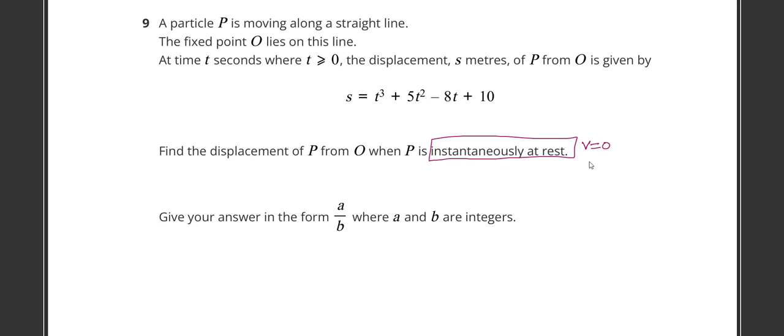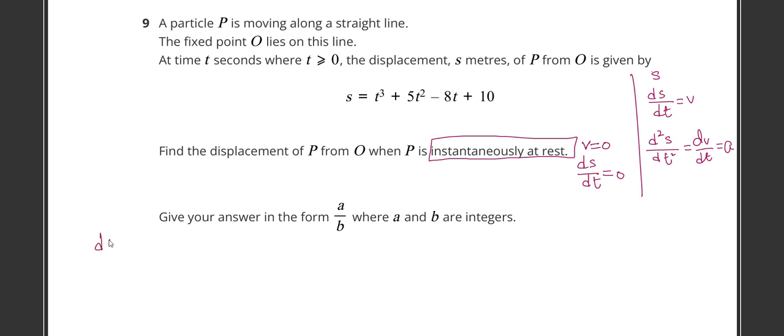And you know that velocity is 0 means when ds over dt is equal to 0. Again, remember that if displacement equation is given, then its first derivative is equal to velocity, and the second derivative d square s over dt square is basically the first derivative of velocity, and that is equal to acceleration. So to find the displacement when object is instantaneously at rest, you put ds over dt is equal to 0.